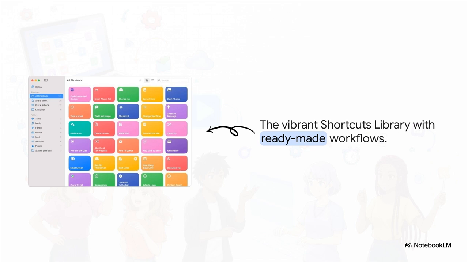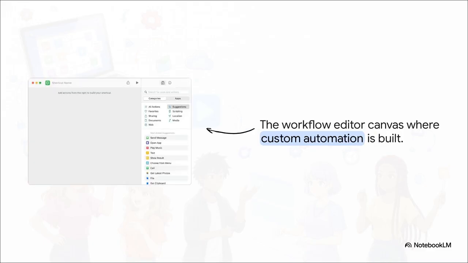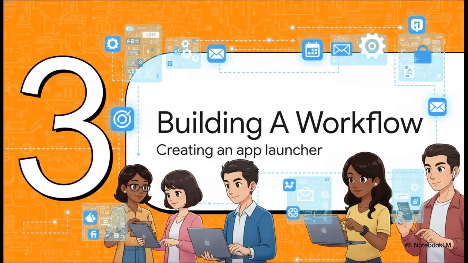You've got a sidebar on the left organizing everything into neat folders, and a massive gallery of ready-made workflows right at your fingertips. But when you actually want to create something brand new, you jump into the Workflow Editor canvas. This is where the real magic happens. You start with a completely blank canvas on the left side. Then, over on the right, you have an organized, searchable list of actions. And to build something, you literally just drag an action from the right and drop it onto the left. It's really that beautifully simple, which perfectly sets up section 3, building your first workflow.